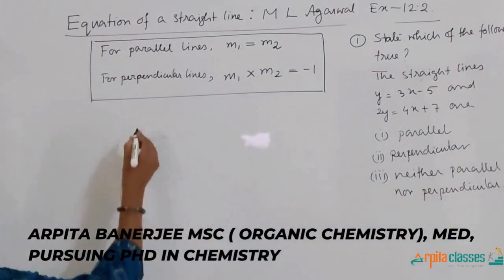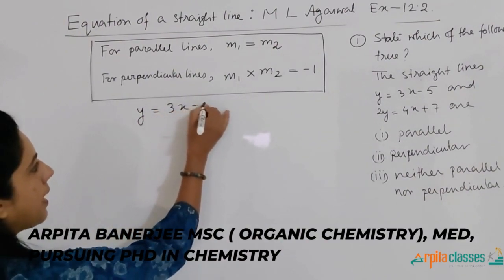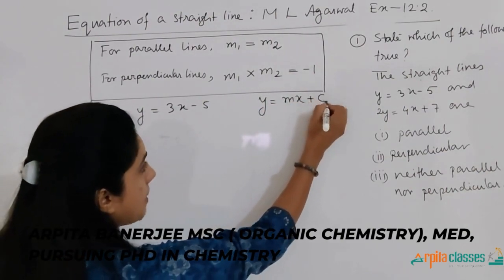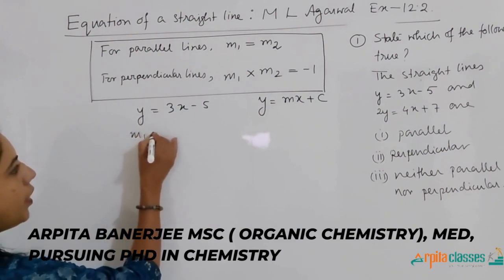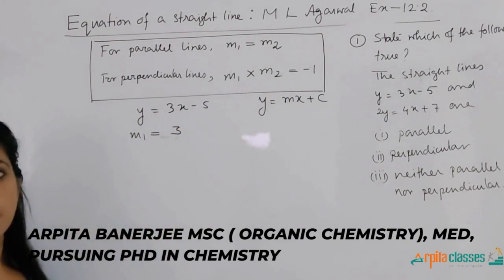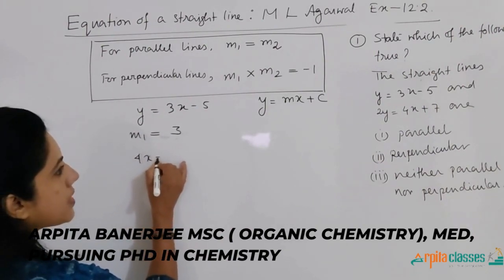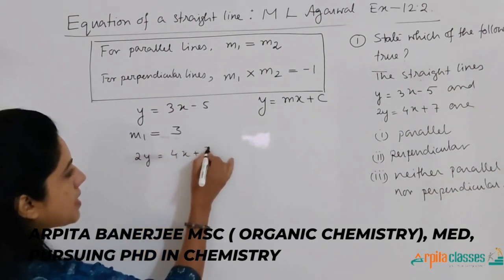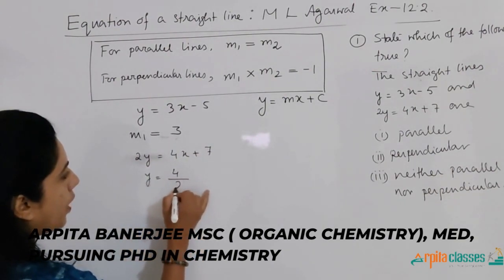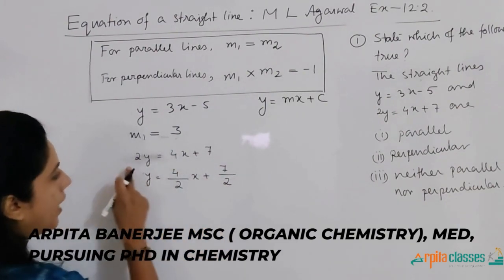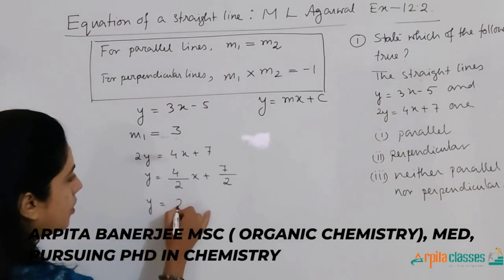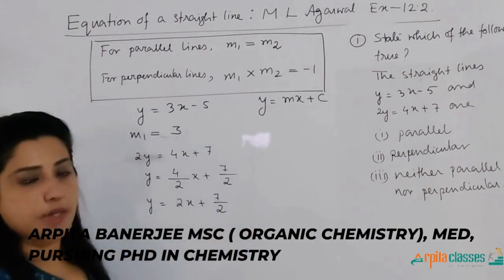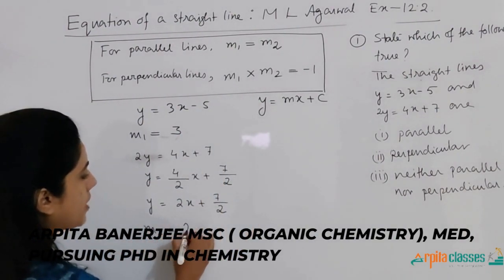Let us find the slope. Your first line is y is equal to 3x minus 5. If we compare this with y is equal to mx plus c, very clearly the slope of this line is 3, m1 is equal to 3. Let us take the other line, 2y is equal to 4x plus 7. So y is equal to 4 upon 2 x plus 7 upon 2, which gives y is equal to 2x plus 7 upon 2. Again comparing with the general equation y is equal to mx plus c, we get m2 is equal to 2.